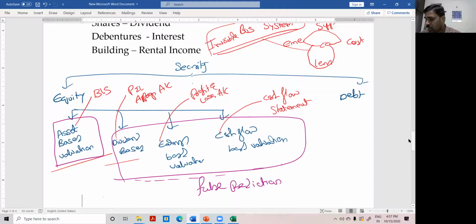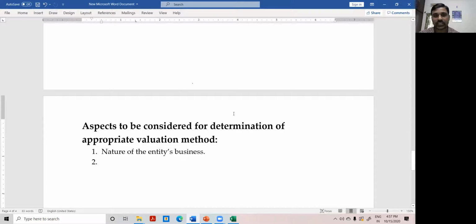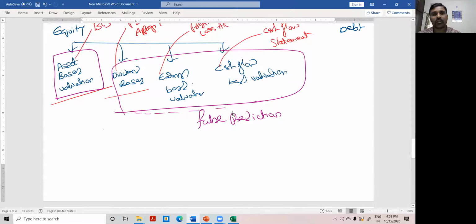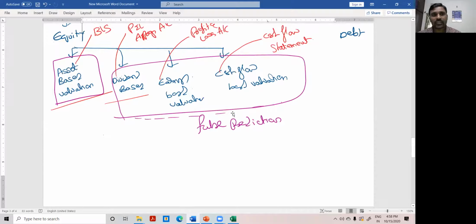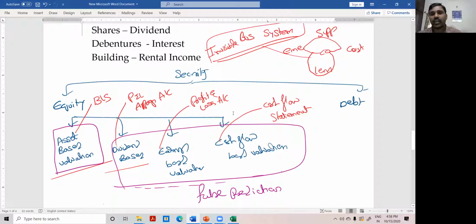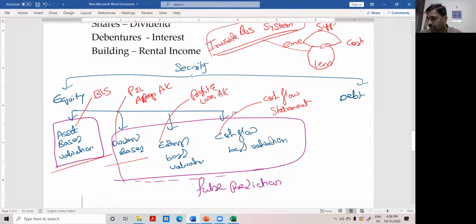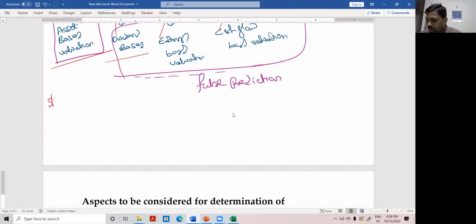Dividend-based valuation depends upon the nature of the entity's business. For an entity like a software company, employee skill is not reflected. As I said, for any business, the asset-based model may not be appropriate, but relatively, it may be more appropriate for a banking business, but not for a software business.